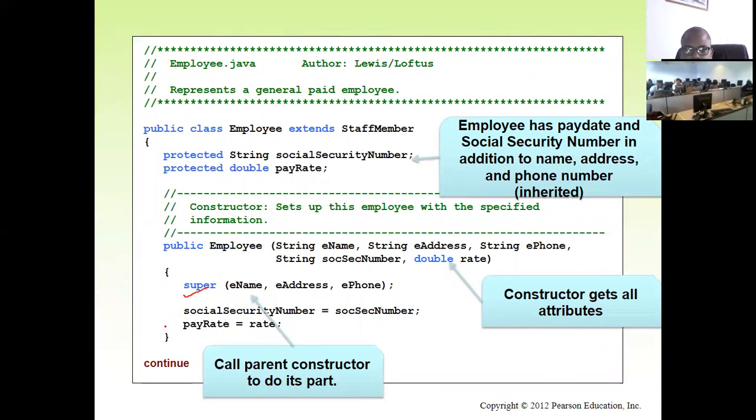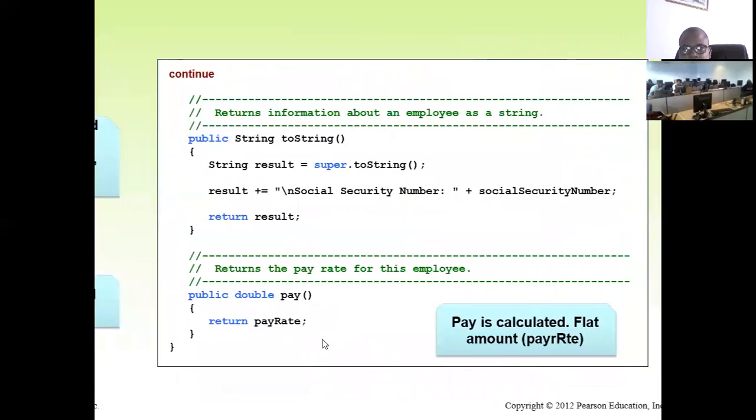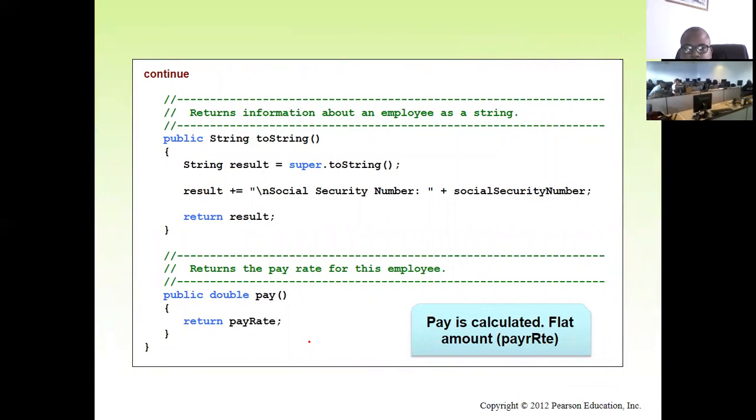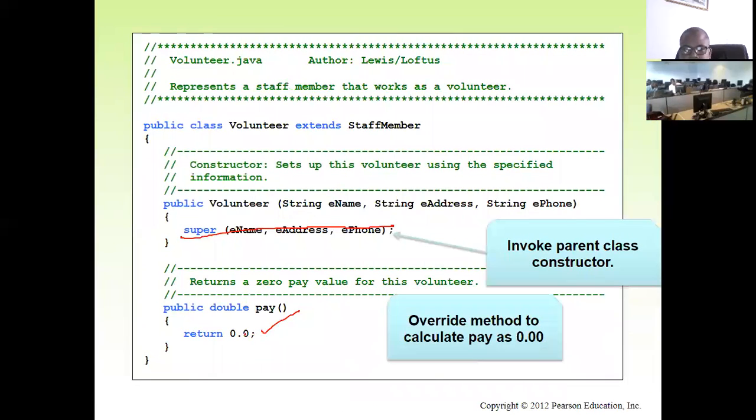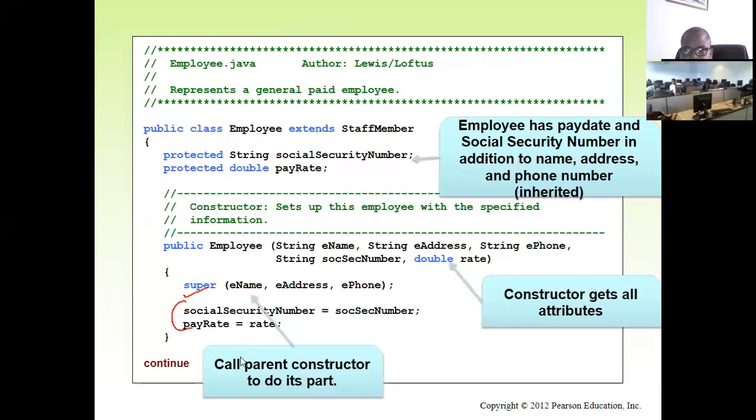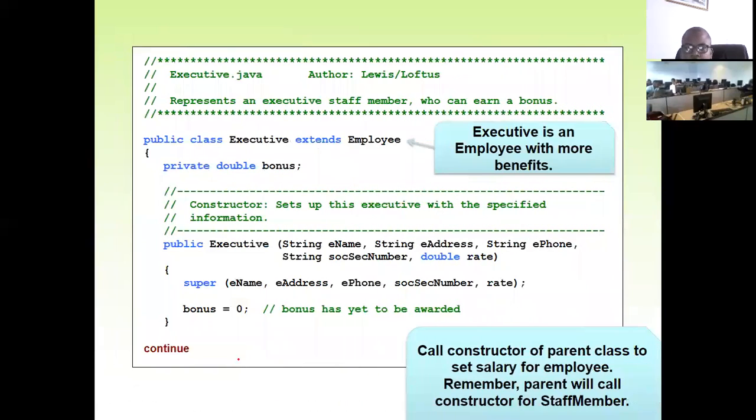We again call the constructor for the parent class, and then we set up the other variables, and we move on. So we have a toString and a pay rate. In this case, pay only returns the pay rate. Now, that's different from the volunteer, whose pay is 0. So 2 different people: one has a pay rate, so they come in and negotiate and they get that pay, but the volunteer gets 0.